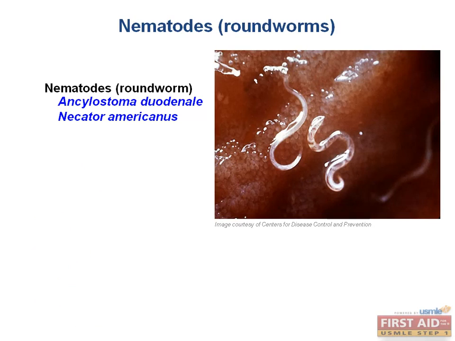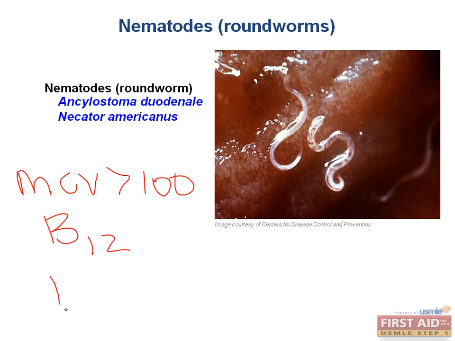Awesome. How about macrocytic anemia? How do we define that? Well, that's typically defined with an MCV greater than 100. And what are the two most commonly tested causes of macrocytic anemia? Well, that would be vitamin B12 and folate deficiency.